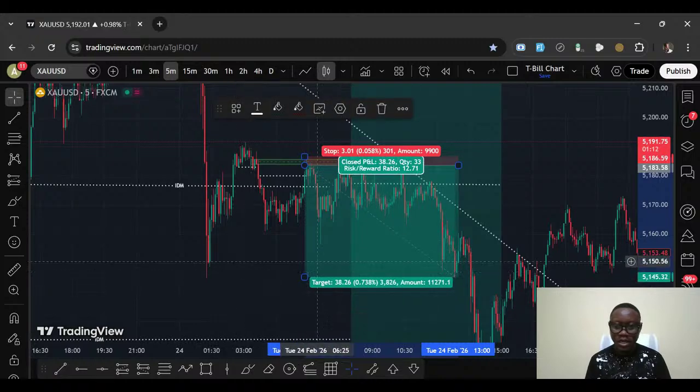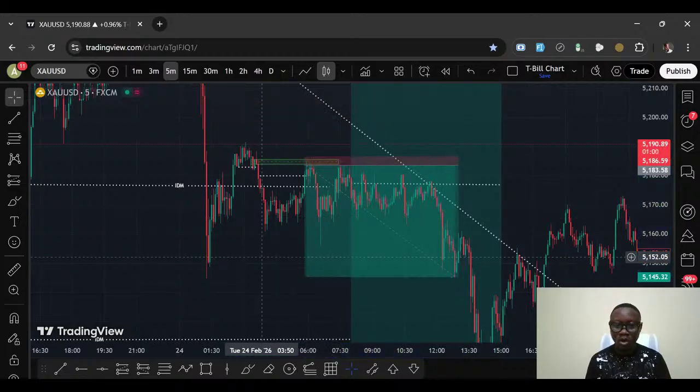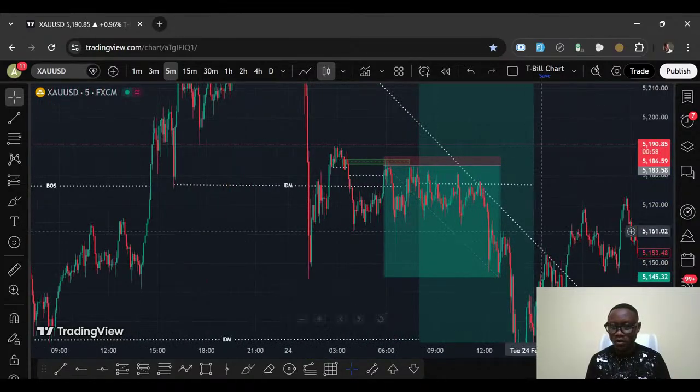And this is a fantastic 1:12 risk to reward ratio. As you can see, look at it right here, 1:12 risk to reward ratio. All right, so I think that is that for this.